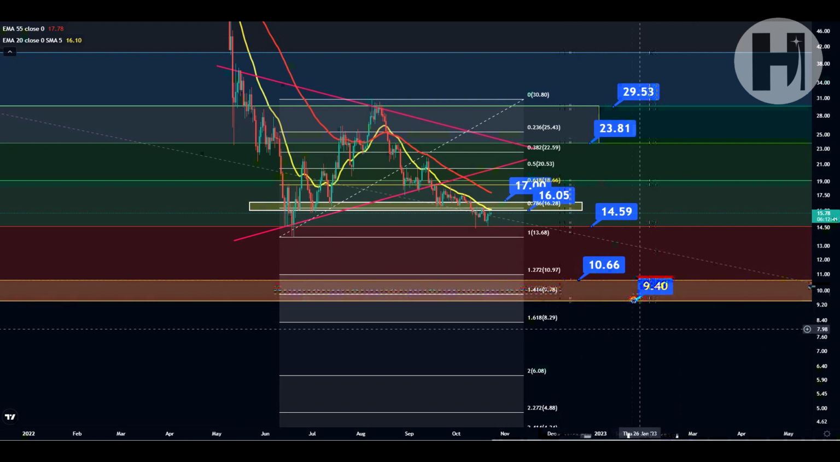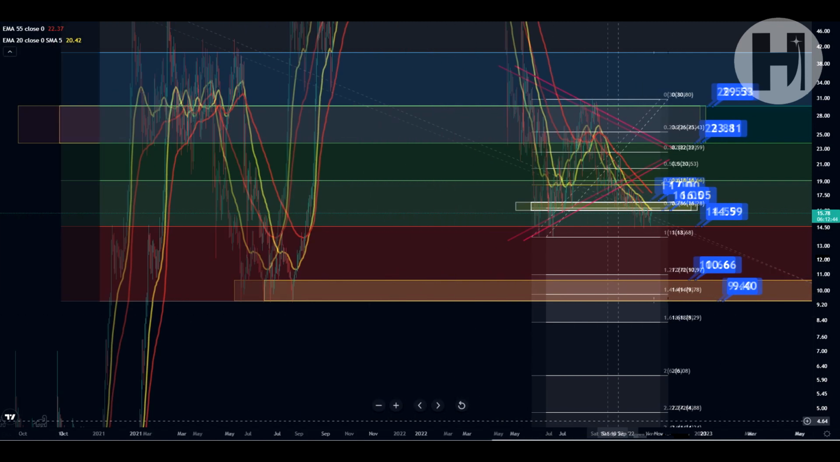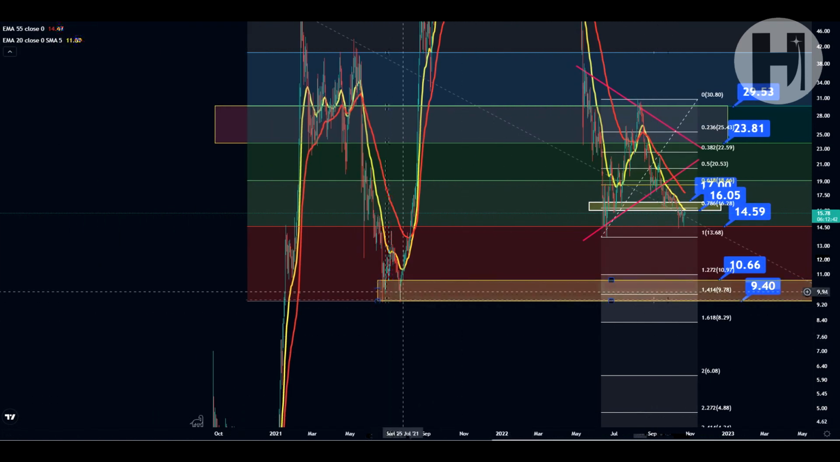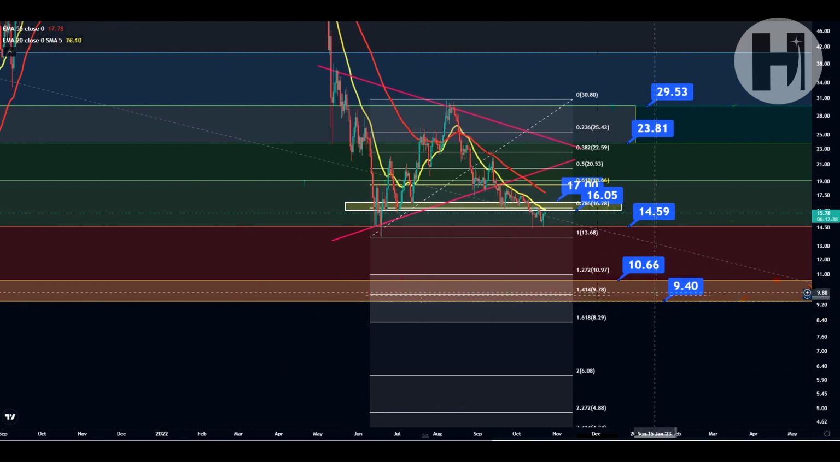I can never know for sure, but this is a level that I would be keeping an eye on because this is where we bounced off of back in July of last year. So this level has confluence. You also have the 1.272 Fibonacci retracement level here.